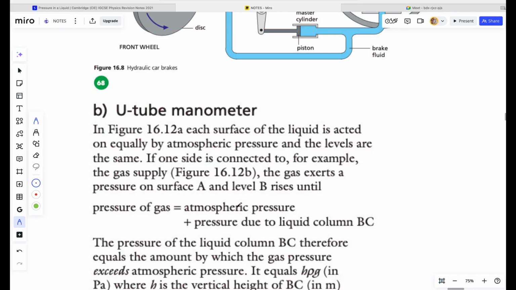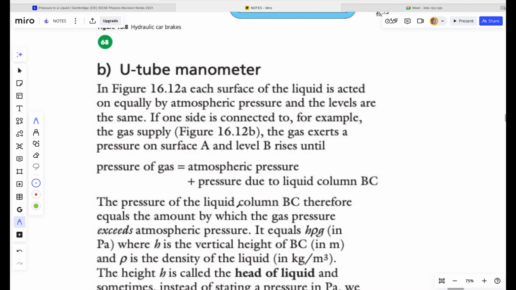Okay? Now the only thing we just need to talk about is the instrument for measuring pressure. Pressure can be measured using two instruments. One is called the manometer.